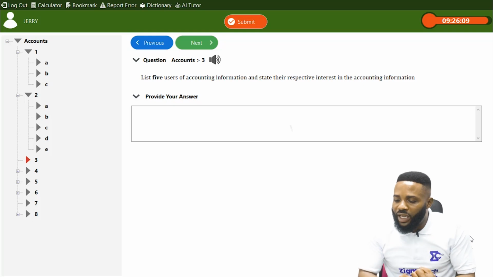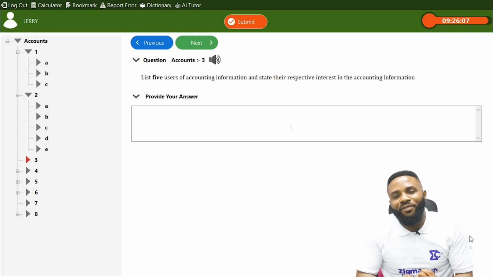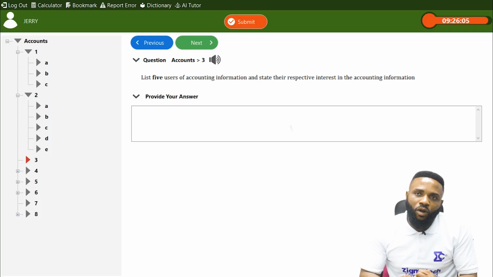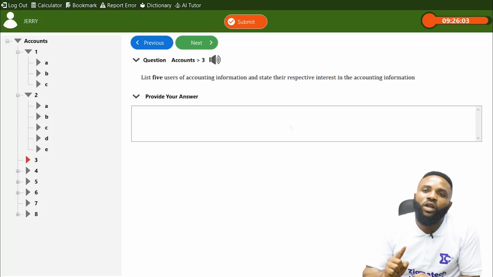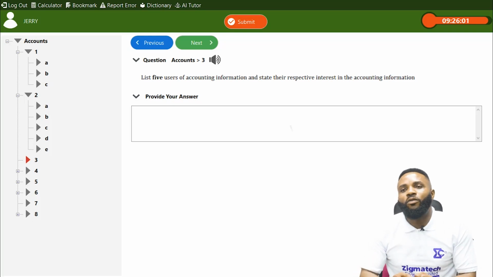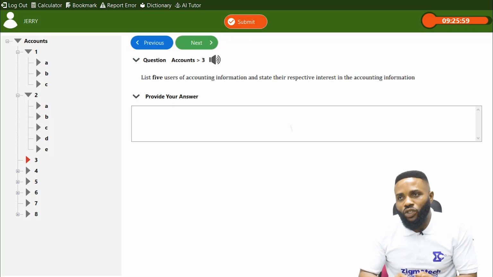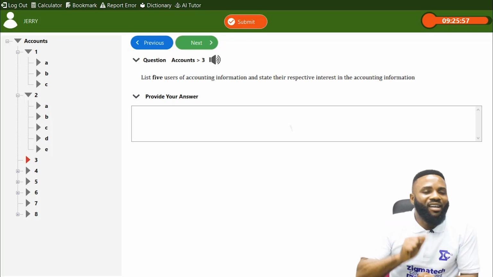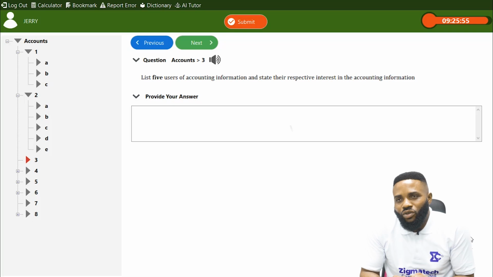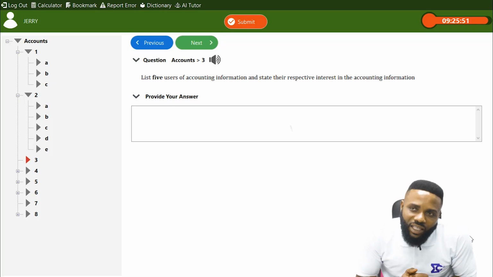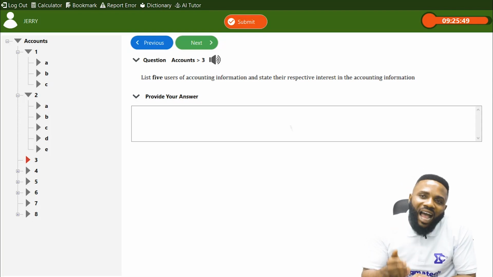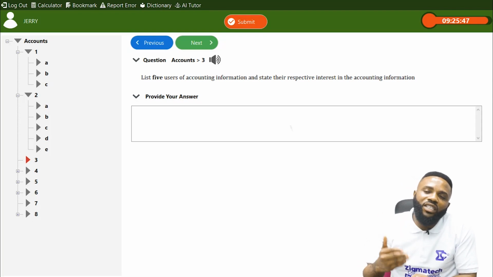Then number 2 is the bankers, or what we call the financial institution. Number 2, the second class of users of accounting information is the bankers or the financial institution. Why do they need accounting information? They need accounting information to find out the credit worthiness of the business.